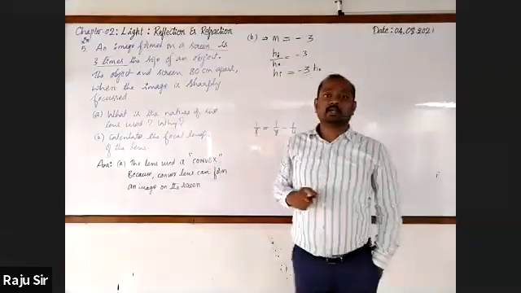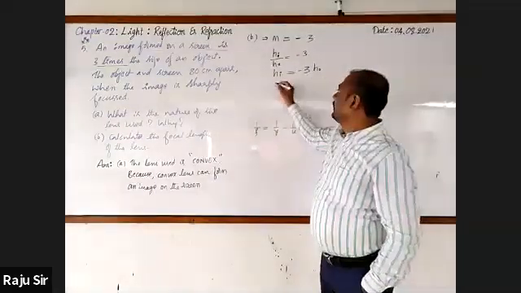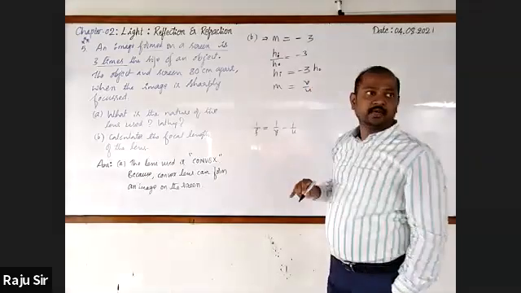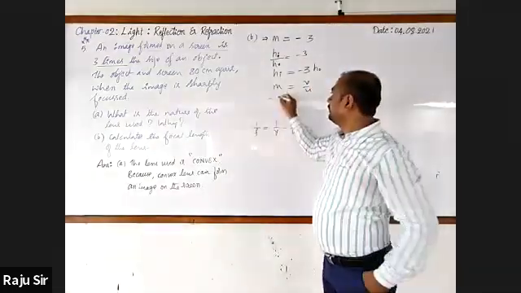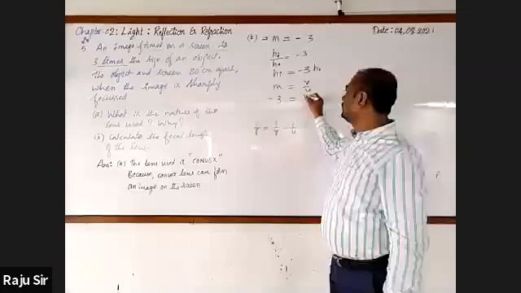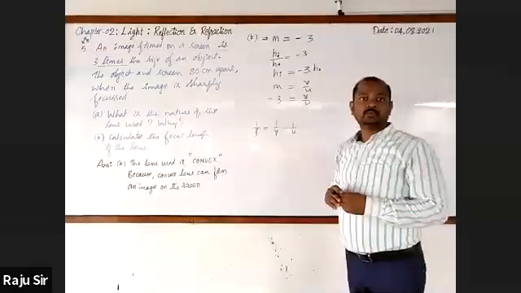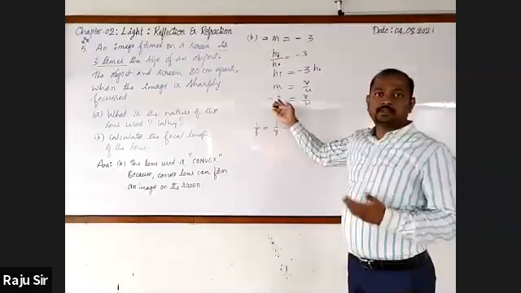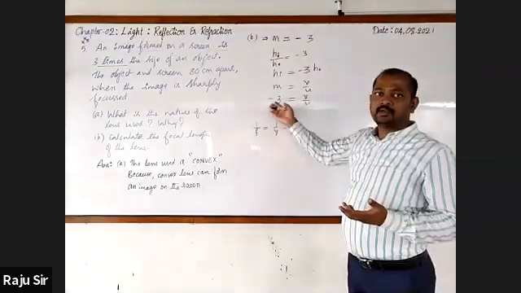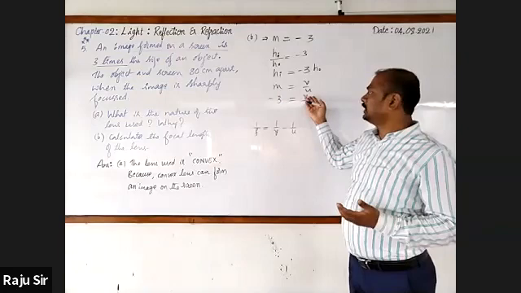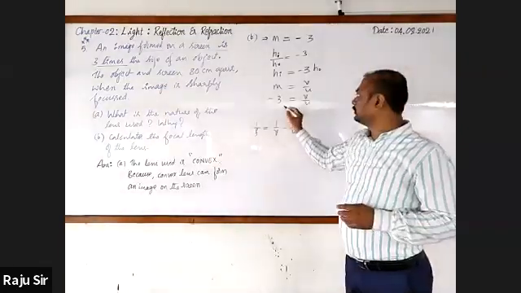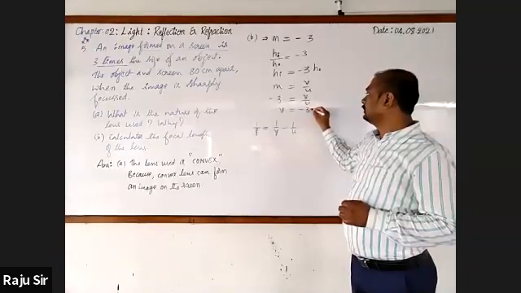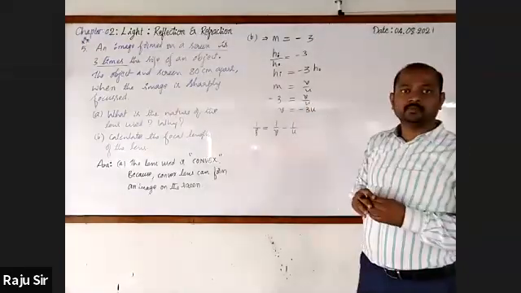And we also know that magnification is also v by u. Then magnification is negative 3. Then v by u. Then v is equal to negative 3u, or u is equal to negative v by 3. Take any one. Let us go for taking v is equal to negative 3u.